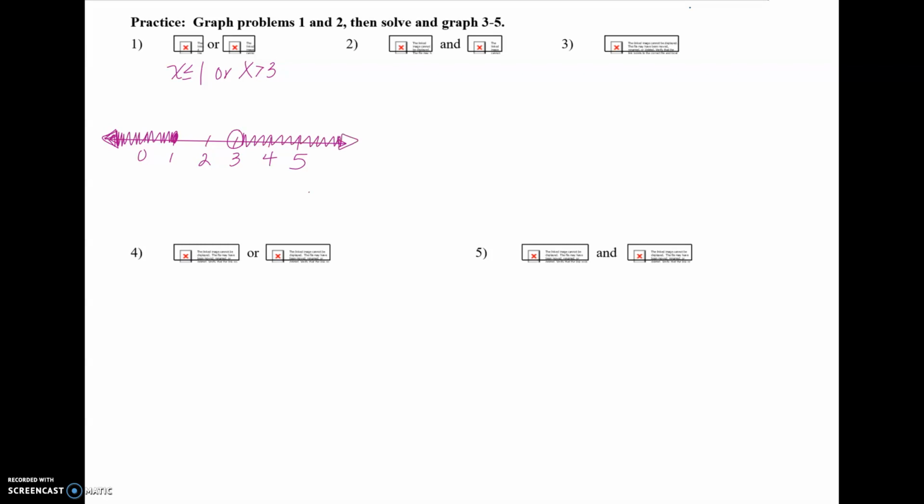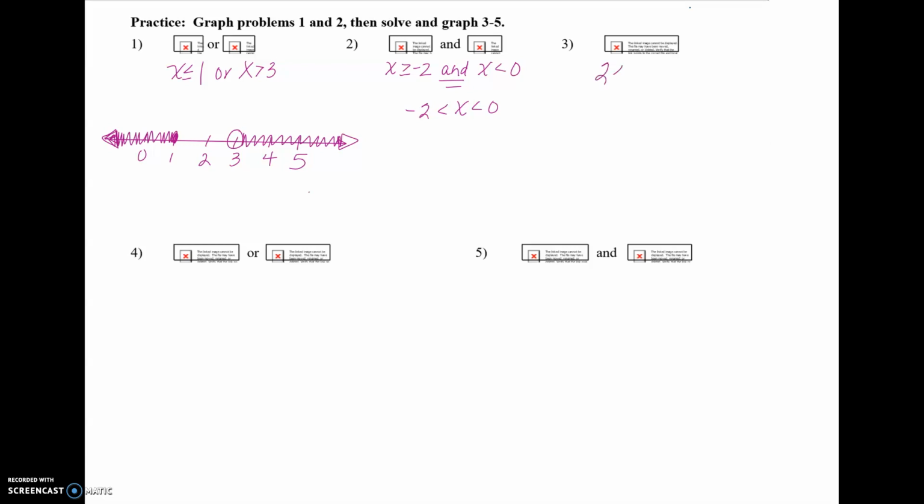Number 2, you'll work this on your own, and this is x is greater than or equal to -2, and x is less than 0. So the and is written out as a word, but what does that really mean? It means that -2 is less than or equal to x, which is less than 0. So if you like to write it that way, that's fine.